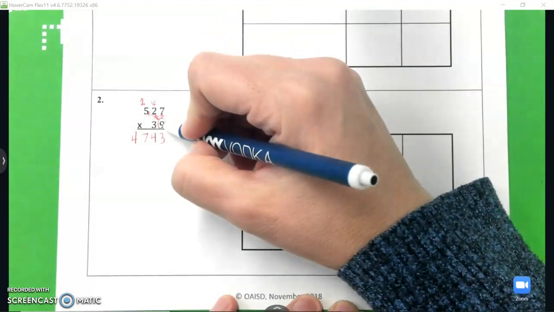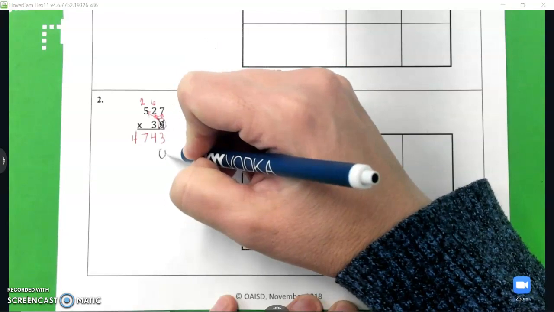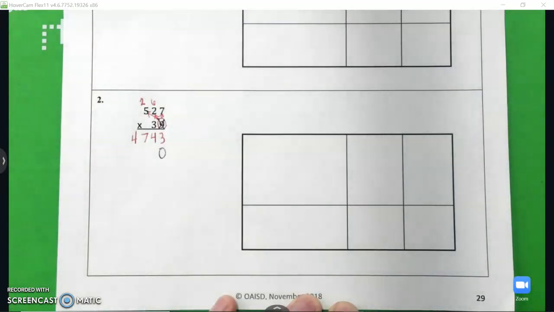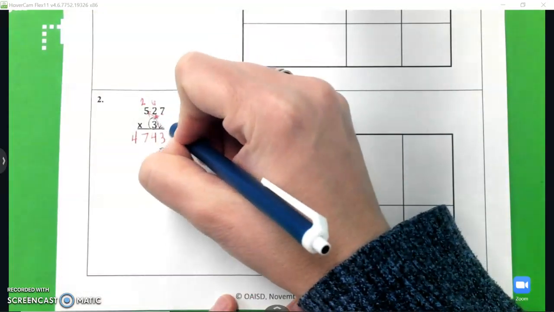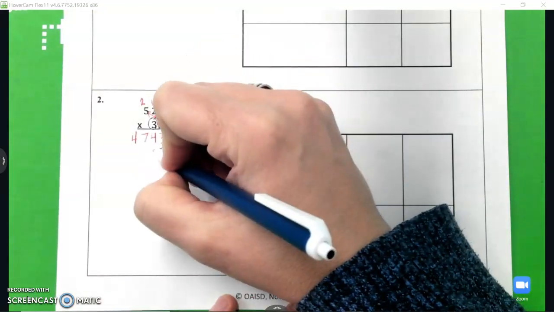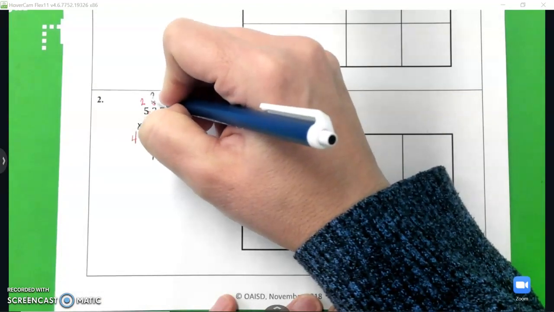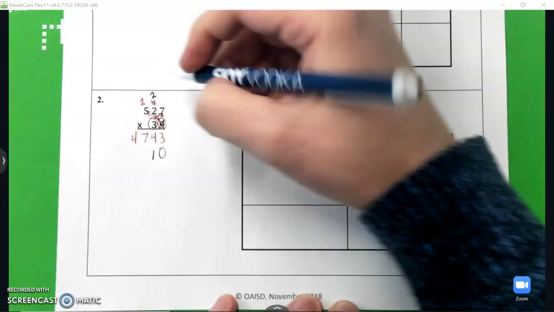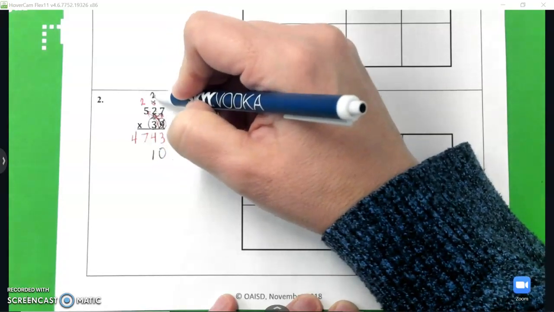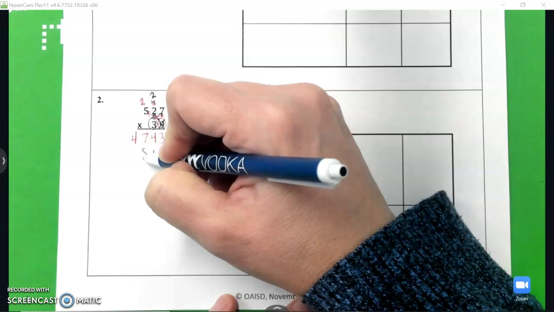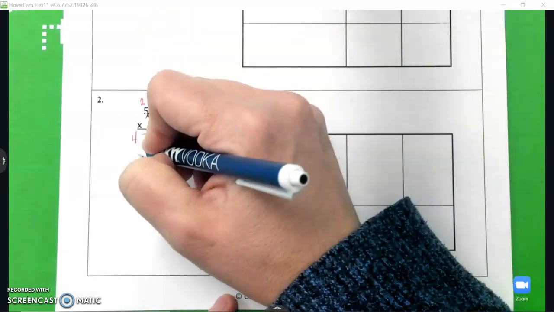Now I'm done multiplying 9 times every number on top, so I cross that off and put down a 0. Now I'm multiplying by the 3 that's in the tens place. 3 times 7 is 21. 3 times 2 is going to be 6, 7, 8. And 3 times 5 is 15.